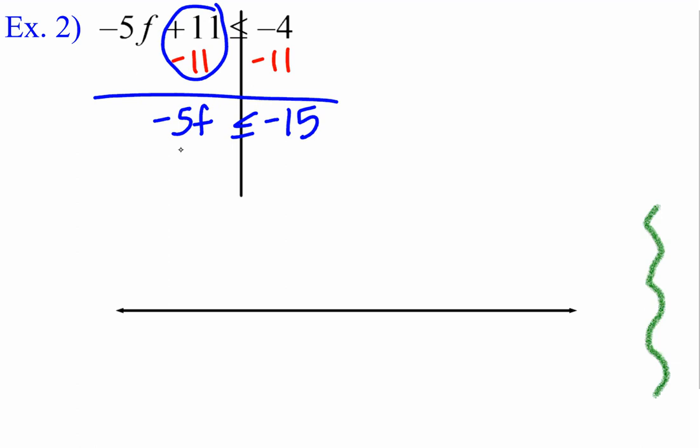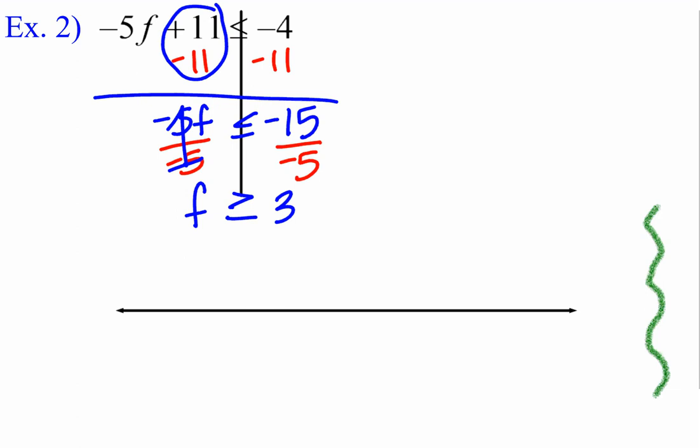My next step, since this is multiplying by negative 5, I'm going to divide both sides by negative 5. We know, though, dividing by a negative does flip that inequality over, so from going from less than or equal to greater than or equal to. Here we have a 1. 1 times f is just f, and negative 15 divided by negative 5 is positive 3.